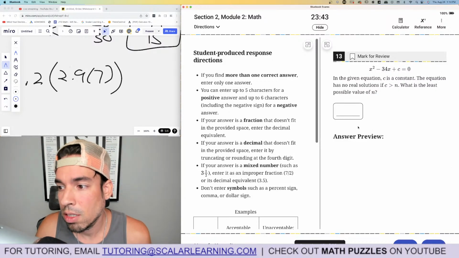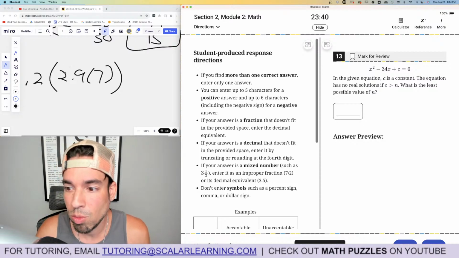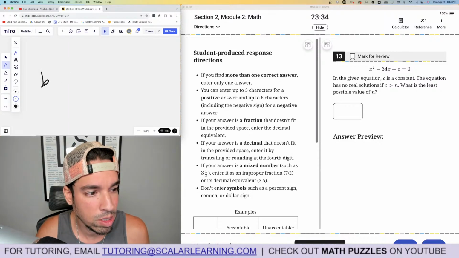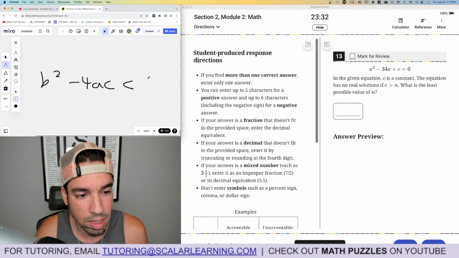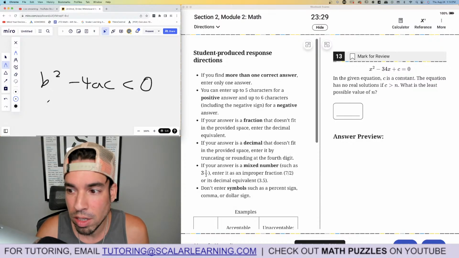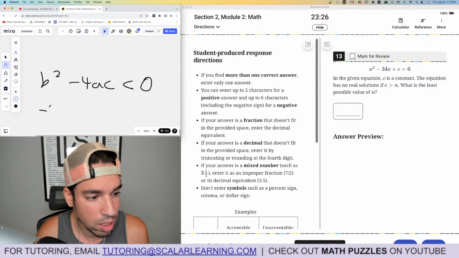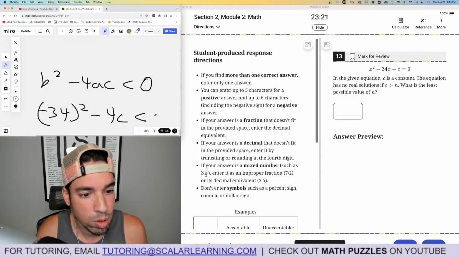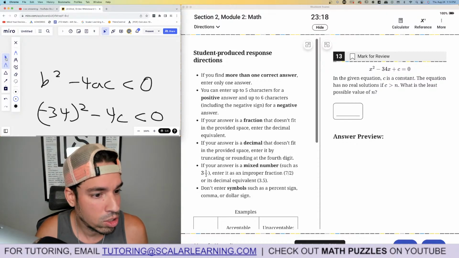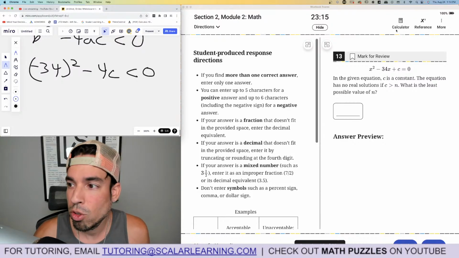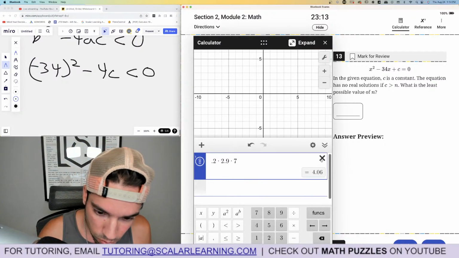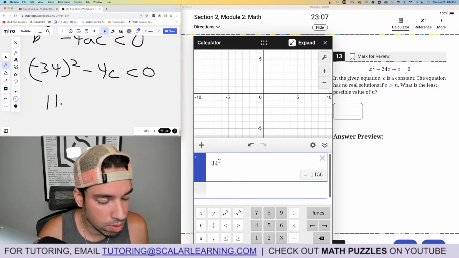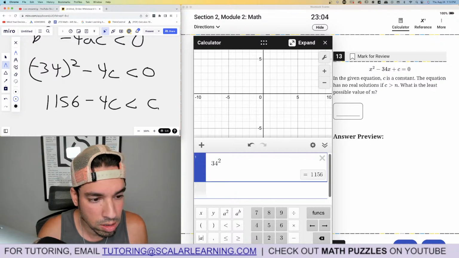In the given equation, c is a constant. The equation has no real solutions. If c is greater than n, what is the least possible value of n? Let's first do this. If it has no real solutions, that means b squared minus 4ac is negative. So negative 34 squared minus 4 times a, which is 1, times c must be less than 0. Now we just isolate c. 34 squared, I have no idea what that is. 34 squared is 1156. So we have 1156 minus 4c is less than 0.